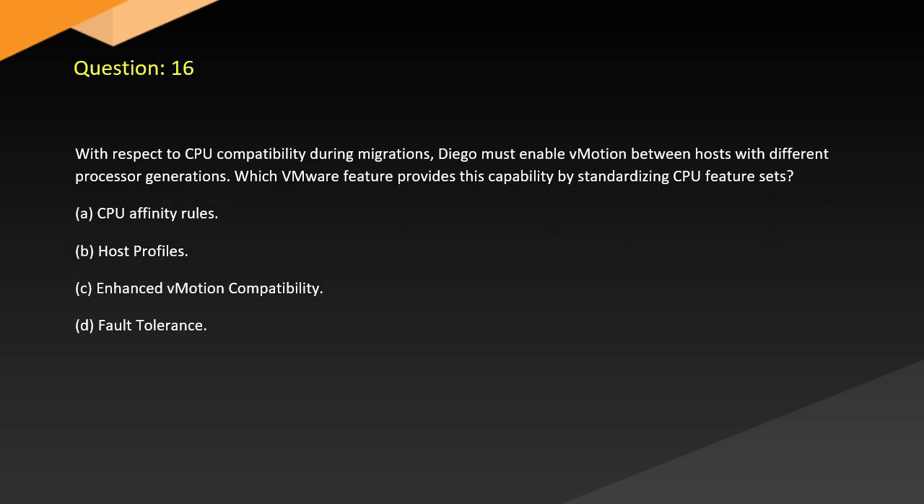Question 16. With respect to CPU compatibility during migrations, Diego must enable vMotion between hosts with different processor generations. Which VMware feature provides this capability by standardizing CPU feature sets? A. CPU affinity rules. B. Host profiles. C. Enhanced vMotion compatibility. D. Fault tolerance.